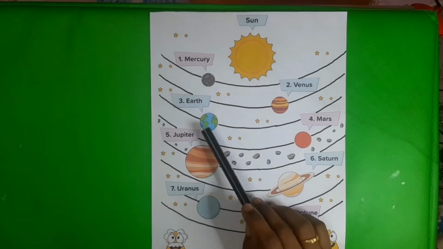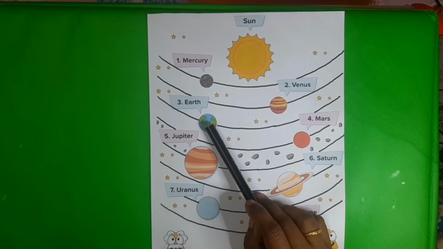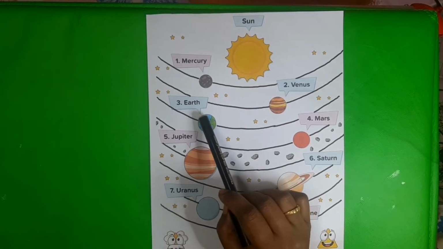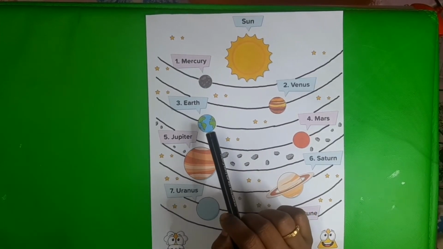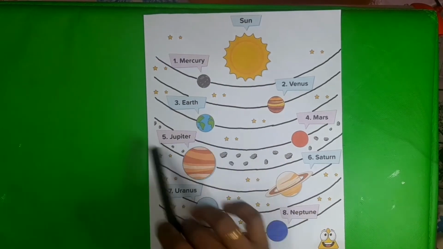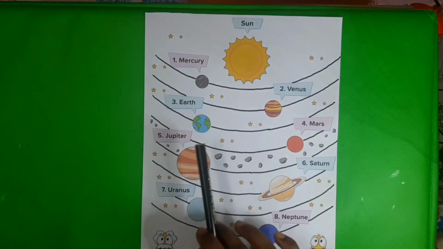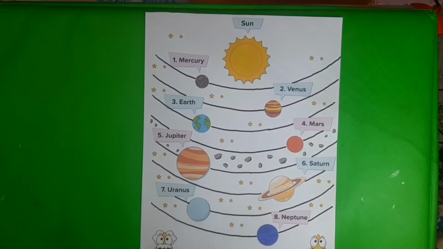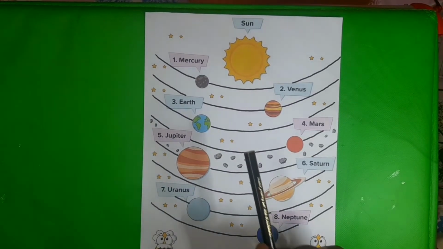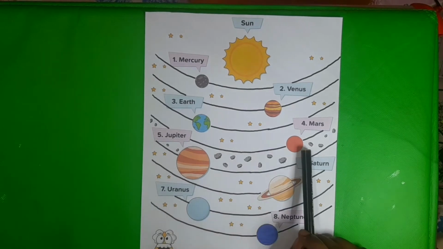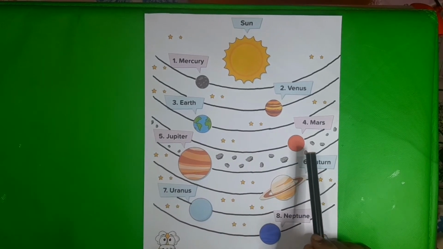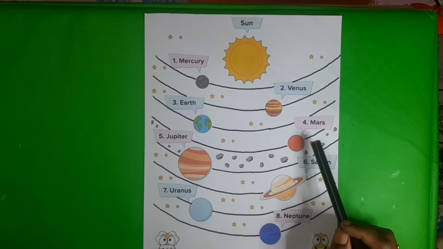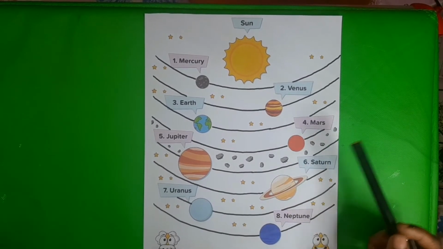Now let's see our own planet, that is Mother Earth. It has 70% of water, that is the blue color, no? That is 70% of water, and it is the only planet in the entire solar system where life is found. Now let's move on to the fourth planet, that is Mars. It is the fourth planet in the solar system. It is also called the red planet because it has red soil and red rocks.